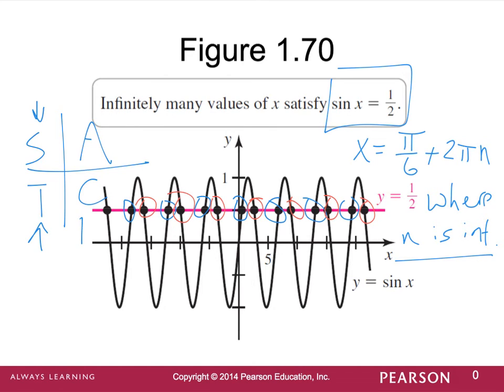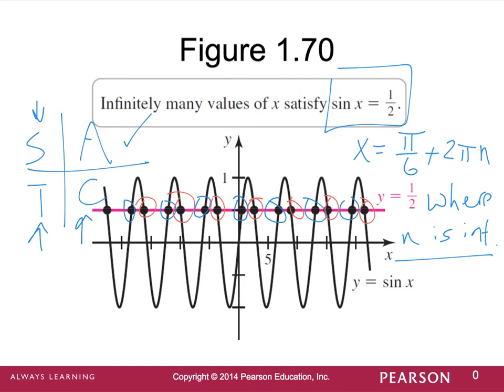And cosine and secant are positive in the fourth. So sine of pi over 6 is equal to 1/2. That's in the first quadrant. Well, there's also an angle in the second quadrant that gives us 1/2 as well. So we need to know, what is that angle in the second quadrant?